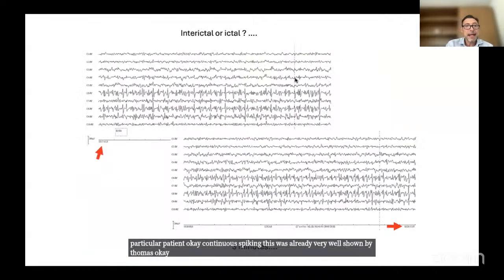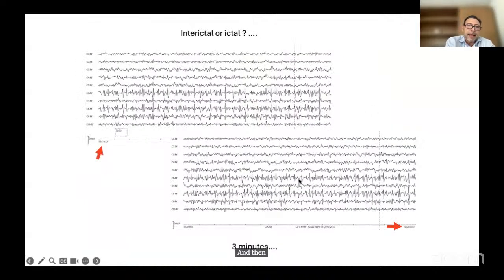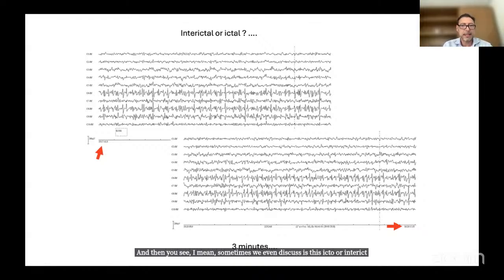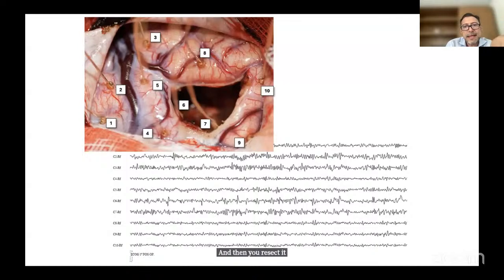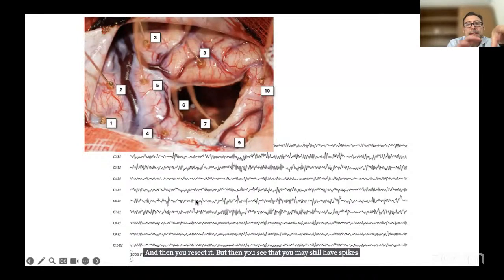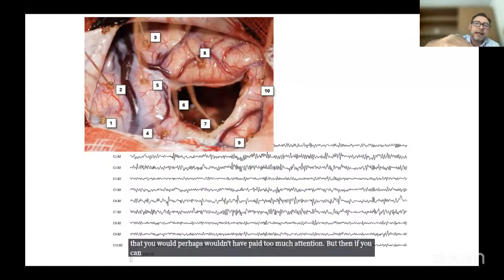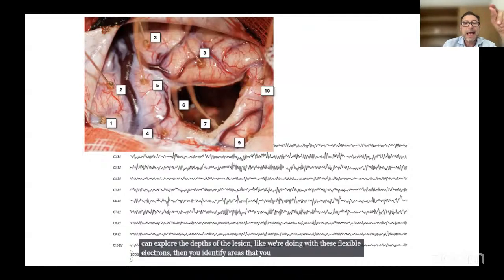And then you see, sometimes we even discuss, is this ictal or interictal? It's interictal, but it's continuous, okay? And then you resect it. But then you see that you may still have spikes that you perhaps wouldn't have paid too much attention to. But if you can explore the depths of the lesion, like we're doing with these flexible electrodes, then you identify areas that continue spiking, and then you resect this.